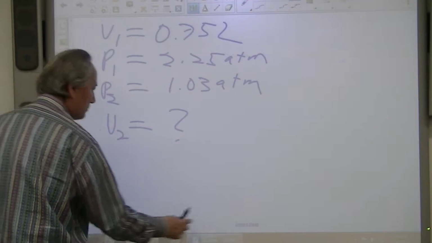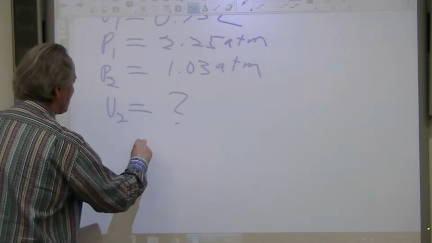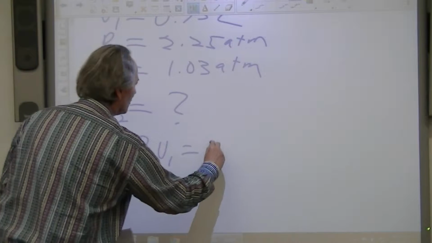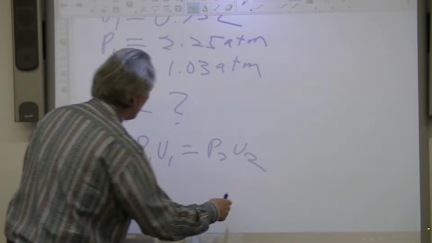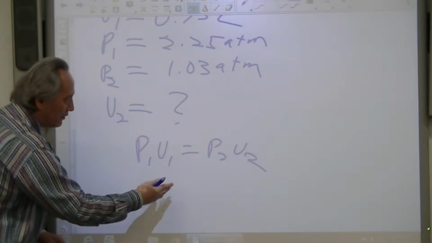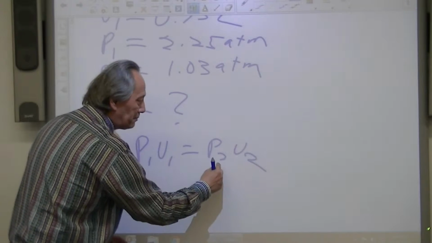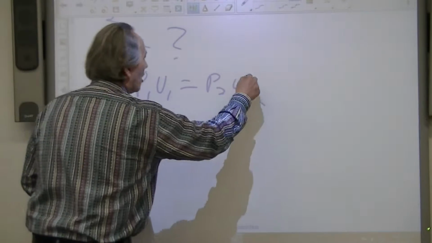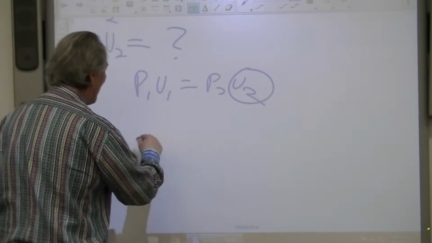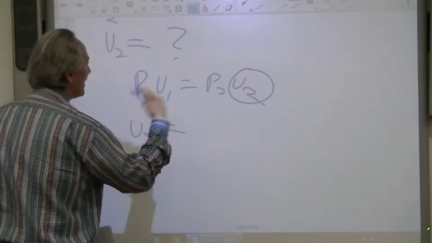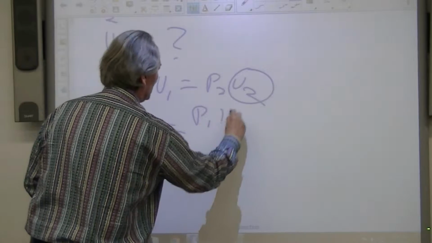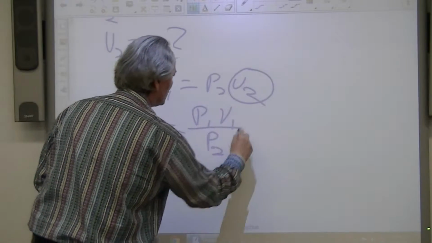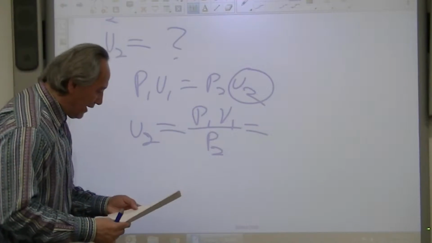Let's put this in a calculative format. Remember, here's Boyle's law: P1V1 equals P2V2. Note, initial conditions P1V1, new conditions P2V2. Let's rearrange this. I've got to solve for V2, so I'm going to isolate V2 and write it in terms of the other variables: P1V1 divided by P2. Let's add the data that we have.